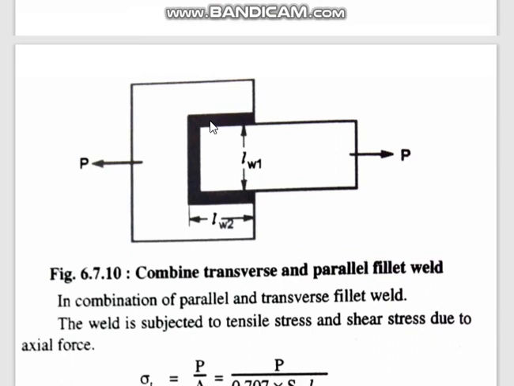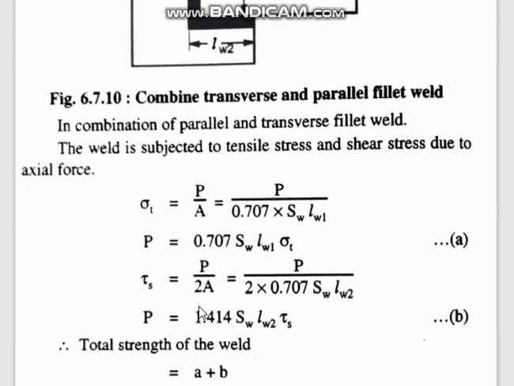That means you have not only welded here but also here, the entire C shape you have done. Now call this length L1 and this L2. In the combination of parallel and transverse fillet weld, in this weldment there is tensile stress and in these two weldments there is shear stress. The tensile part is sigma t, it is only a single transverse fillet weld, so it is 0.707 SW LW1 into sigma t, and the shear stress on both sides is there, multiplied by 2.